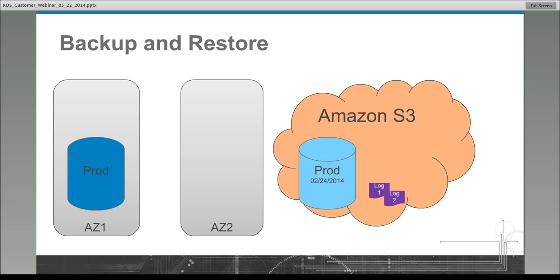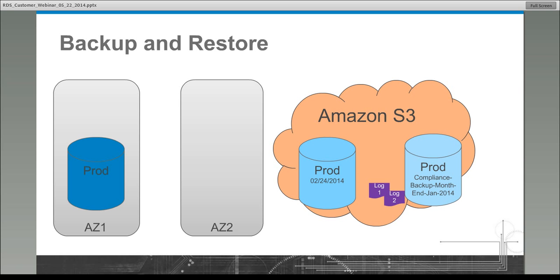So if you want to store data past 35 days, we also offer a DB user snapshot feature. So if you want to keep stuff outside of that 35-day window, you can take a snapshot. That will also be stored in Amazon S3. And that will not get removed or deleted by RDS. It will stay there indefinitely until you choose to delete it.